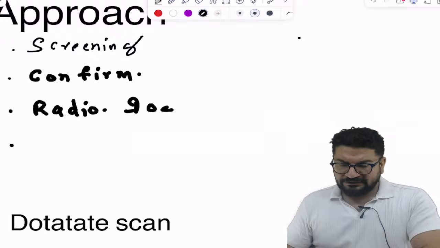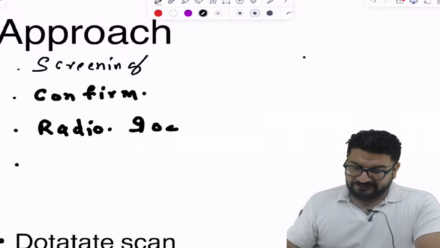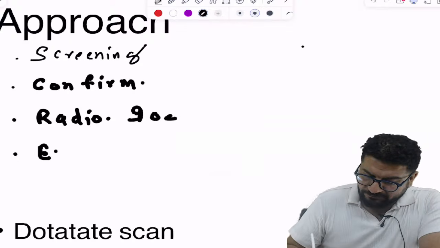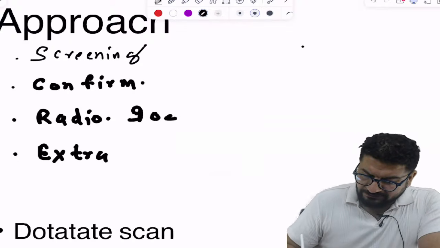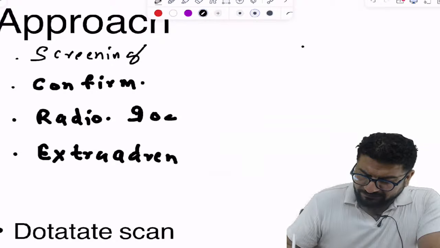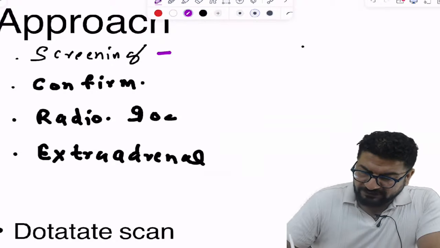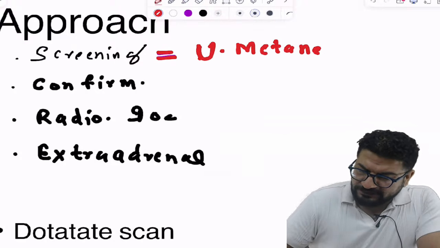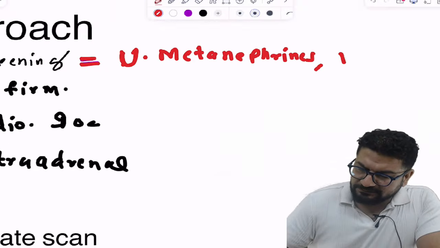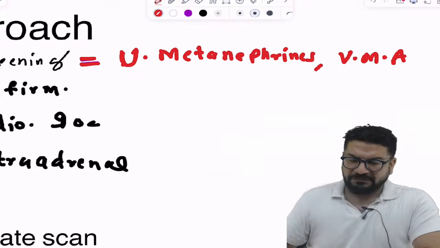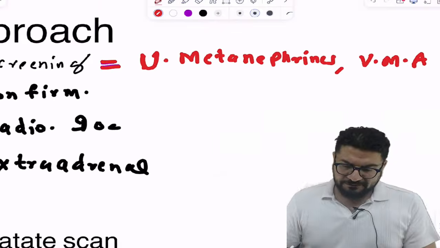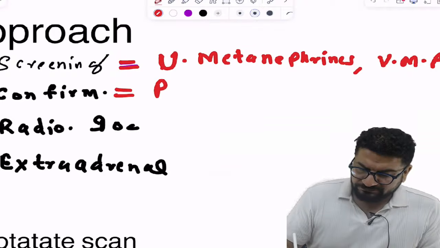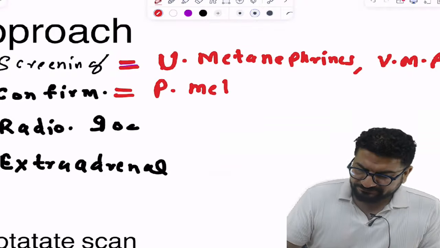Fourth thing, what they ask you: suppose it is extra adrenal, now what will you do? For screening, what do we have? Plasma metanephrine, urinary metanephrine. For screening we have urinary metanephrine and VMA level. But if both are given, choose urinary metanephrine. For confirmation, what do we do? We do plasma metanephrine.